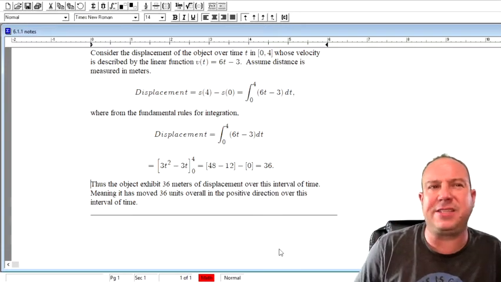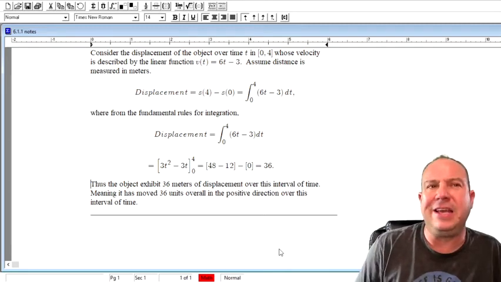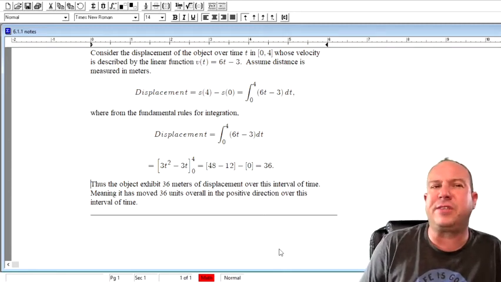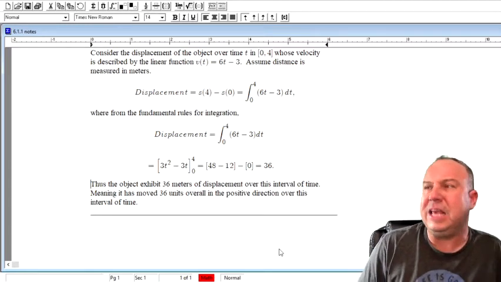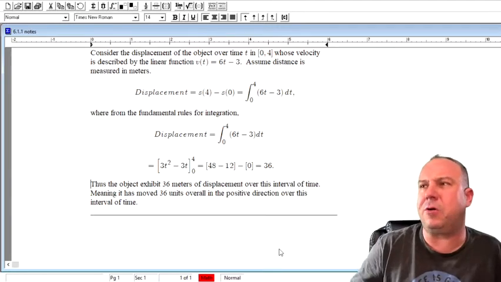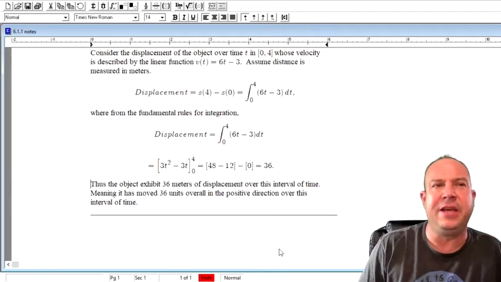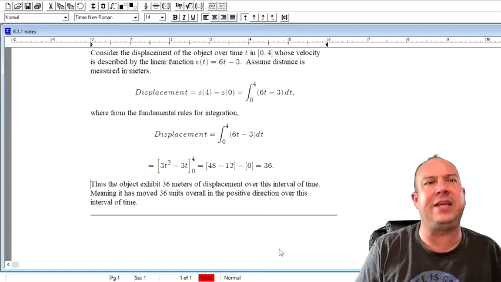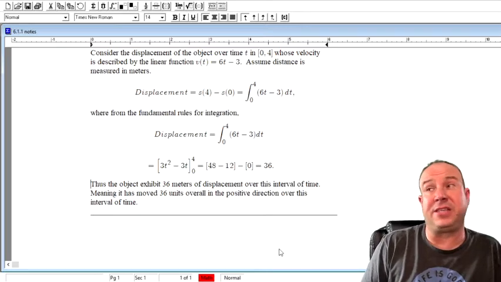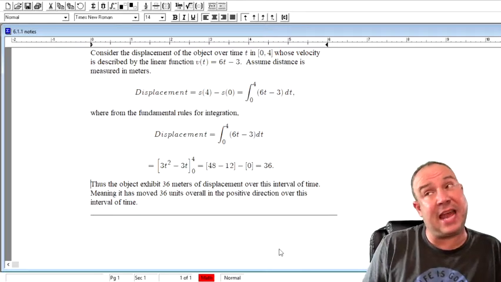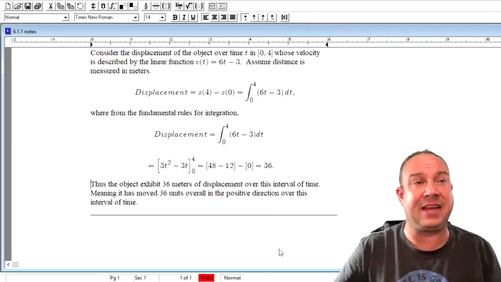More so because it is positive, right? It's moved 36 meters, or overall, in the positive direction, right? If it started at position 0, it's now at position 36. If it started at position 20, it's now at position 56 on the number line, right? That would be what the displacement is telling us. If it was negative in value, that would be in the negative direction, right?